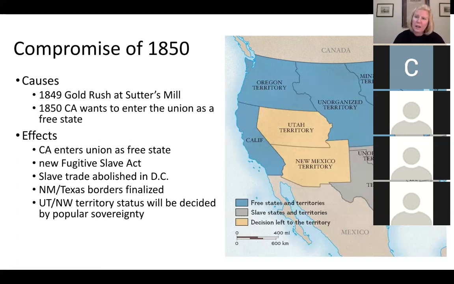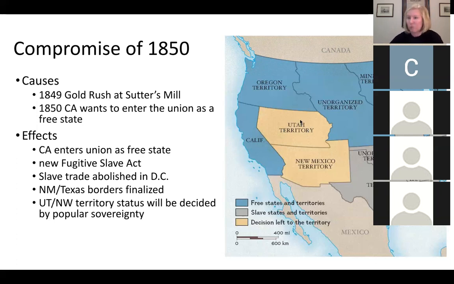So Utah and New Mexico will be two places where we see that there is now in the future going to be popular sovereignty. If you look at New Mexico territory and Utah territory, they are very expansive places on this map. They become several different states in the future. But Utah had very few people living there. Some small Native American tribes, especially along what's called the Great Basin, and then the Mormons who'd moved out there in the 1840s.